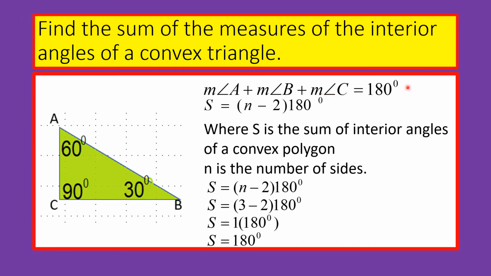So the measure of angle A plus the measure of angle B plus the measure of angle C equals 180 degrees. We'll be using the formula S equals n minus 2 times 180 degrees, where S is the sum of the interior angles of a convex polygon and n is the number of sides. So we need to find S. What is n? The number of sides of a triangle is 3. So we have 3 minus 2. 3 minus 2 is 1, and 1 times 180 degrees is equal to 180 degrees. So if we have a triangle, the sum of the interior angles of a triangle is always 180 degrees.